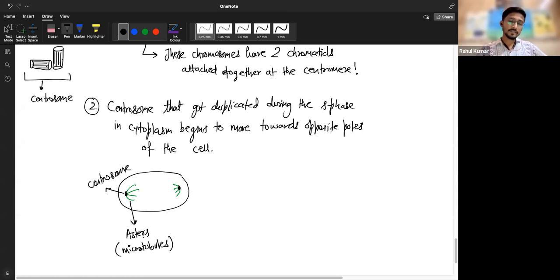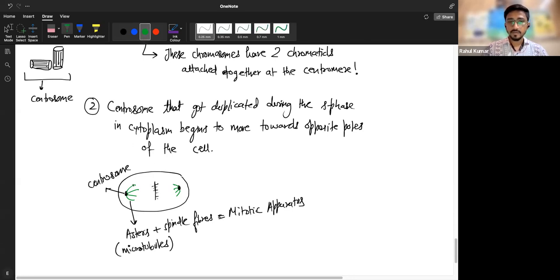Write down the asters. The asters form the mitotic apparatus with spindle fibers. So aster plus spindle fibers is equal to mitotic apparatus. Mitotic apparatus is when they get attached to the chromosomes in the center, then it is called mitotic apparatus.